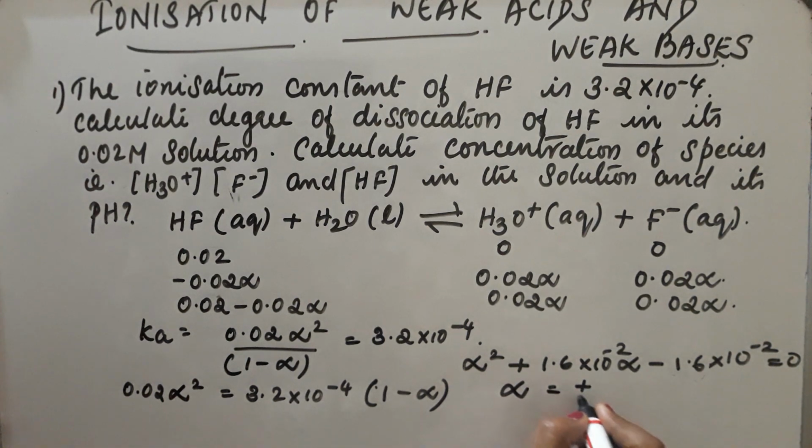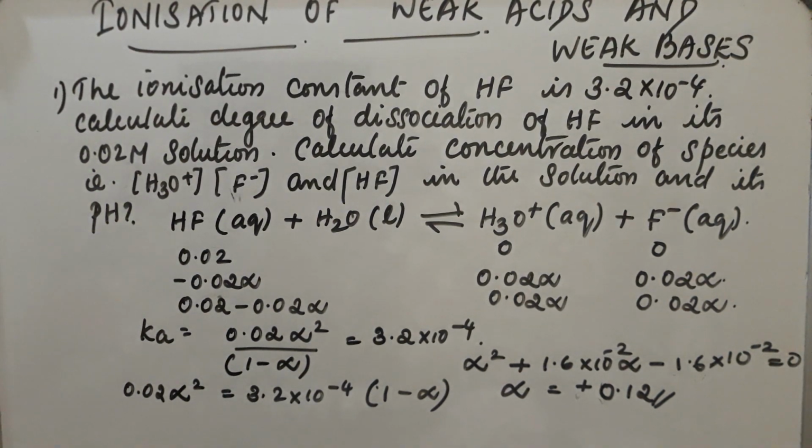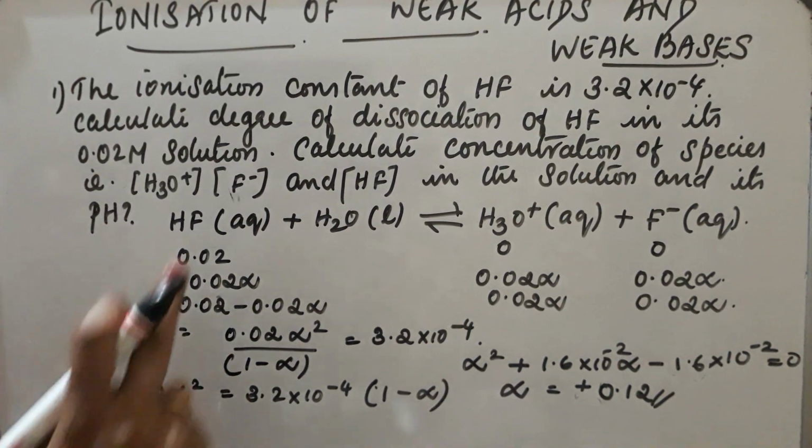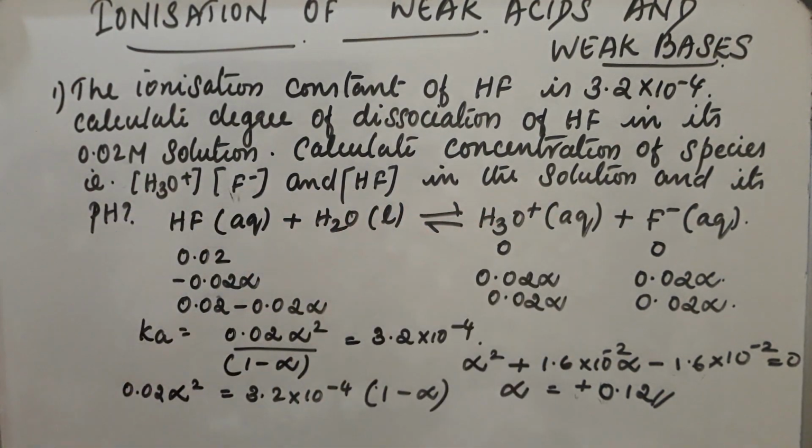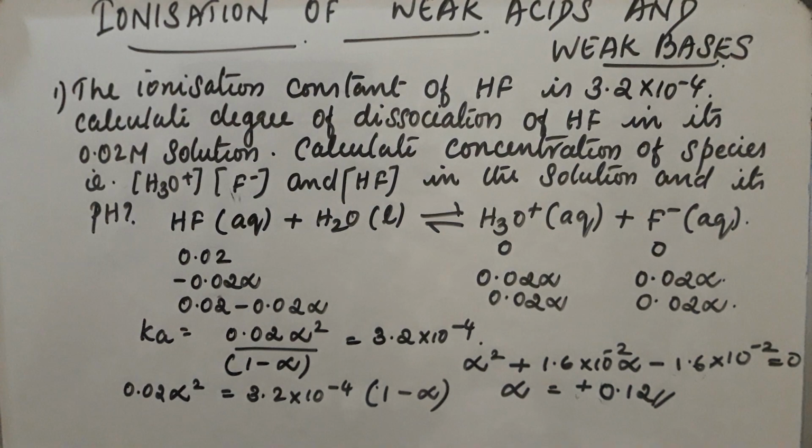Alpha is equal to plus or minus 0.12. Okay, 0.12 will be the answer. So the minus value we are neglecting. So the answer is 0.12. So alpha is 0.12. Okay, next we have to find the concentration of these species. Then after that we are calculating pH.